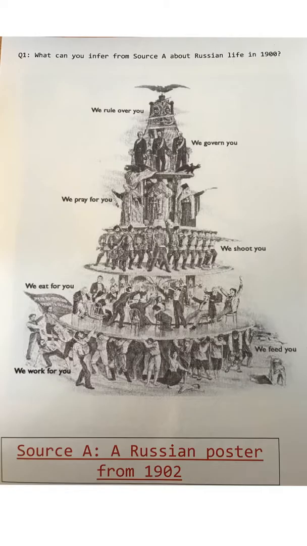The first thing you do when you look at this source is you think, okay, what can I see? At the top here, you've got the Tsar and the Tsarina. Right at the top, it says, we will rule over you. Then you've got people who look like they're rich, and it says, we will govern you. Then it's the priests: we will pray for you. Then it looks like the army, who are saying, we will shoot you. Then it looks like businessmen who are saying, we will eat for you. And then finally, loads and loads of people trapped at the bottom, where it says, we feed you.